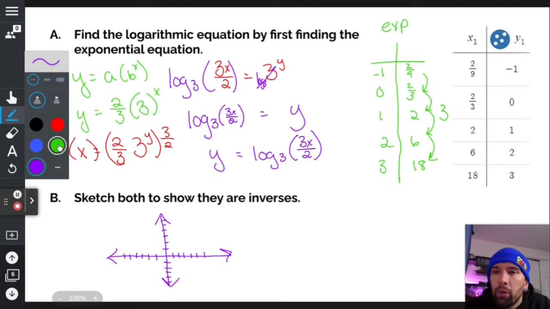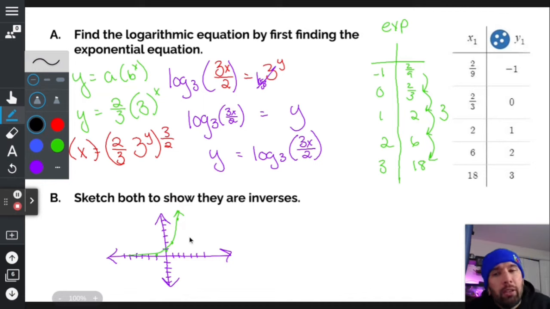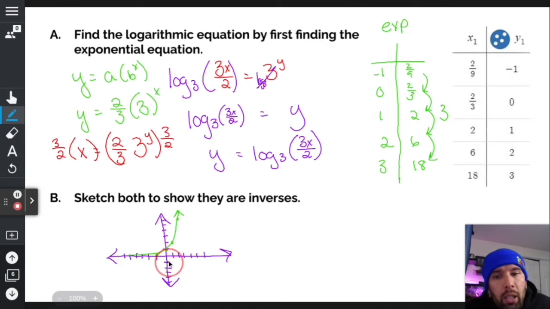Negative 1. All right. So let me do the green. Negative 1, 2/9 is going to be really small. 0, 2/3 is going to be much bigger. 1, 2 is going to be bigger. 2, 6 is going to be way up here. So basically, we're expecting that to happen. Okay. And then the other one is going to be 2/9, negative 1. So like here. 2/3, 0 is like here, 2, 1 is like here, and 6, 2 is here. And so basically we're expecting something like this to happen.